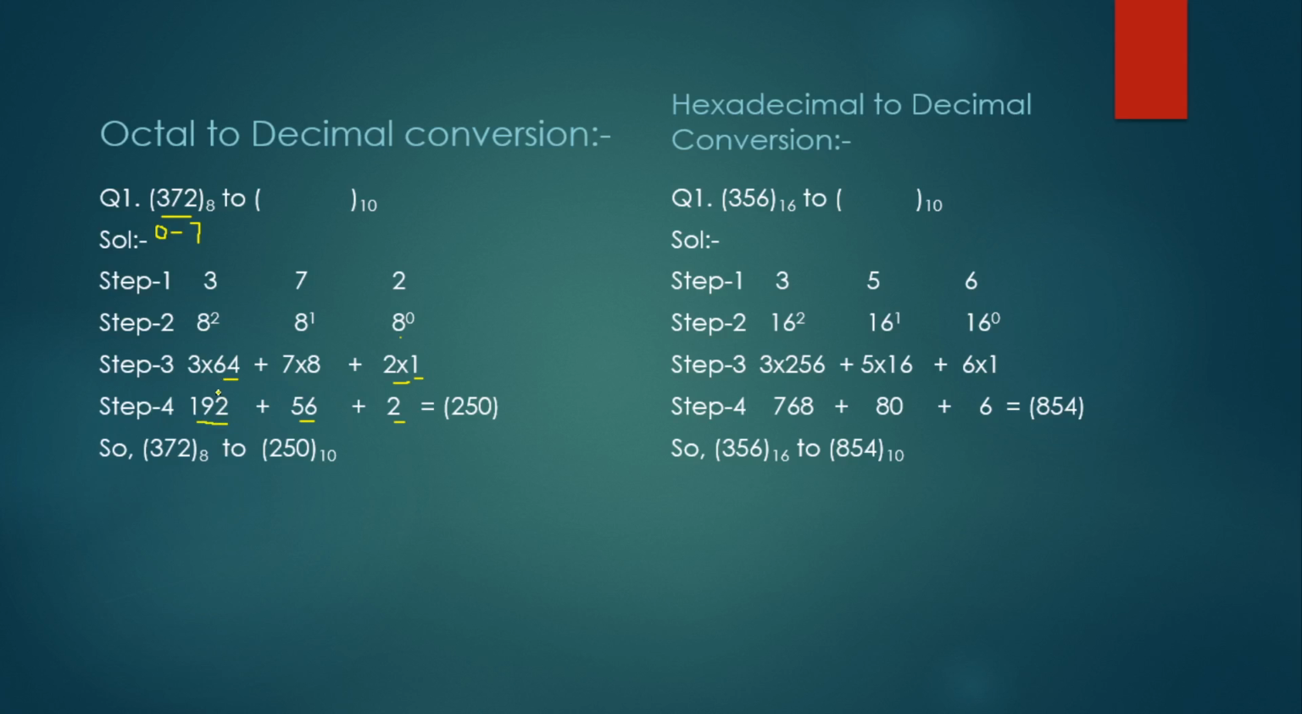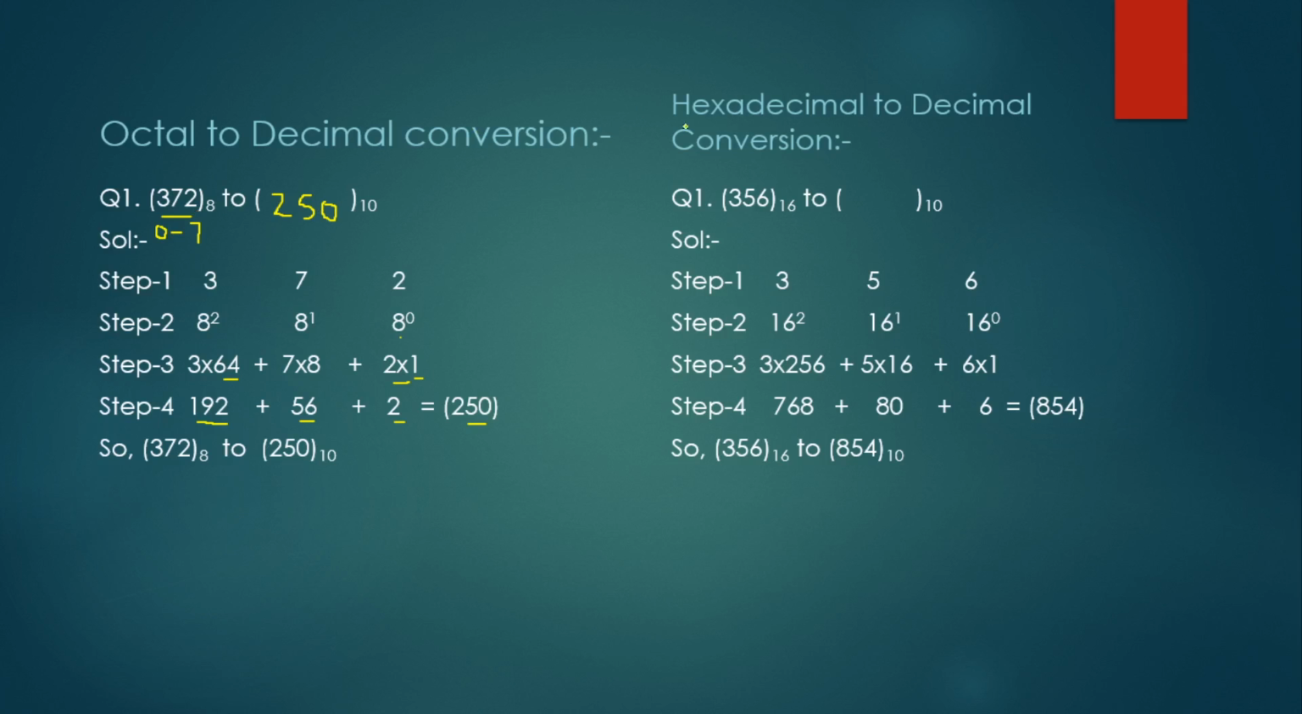Okay, now after multiplication you have to add all these values. So 190 plus 50 is 240, and 6 plus 2 is 8, 8 plus 2 is 10, so 240 plus 10 is 250. Okay, so the decimal number for this octal number is 250. The final result will be 250. So this is the decimal number of the octal number 372.